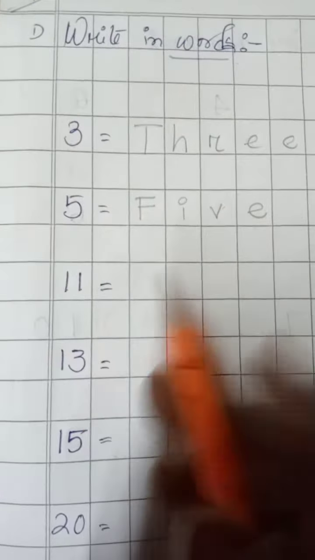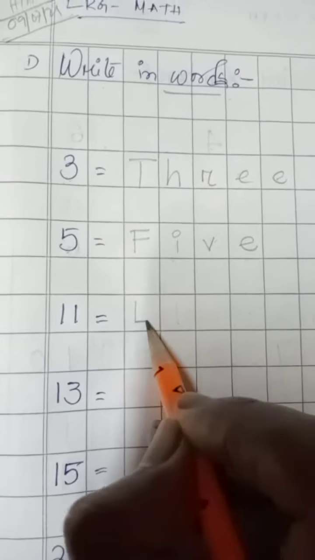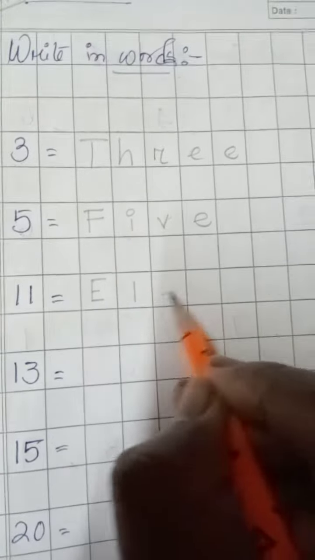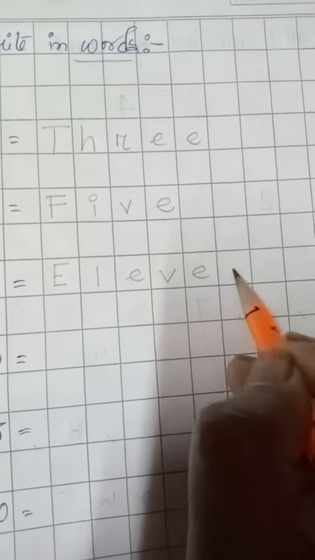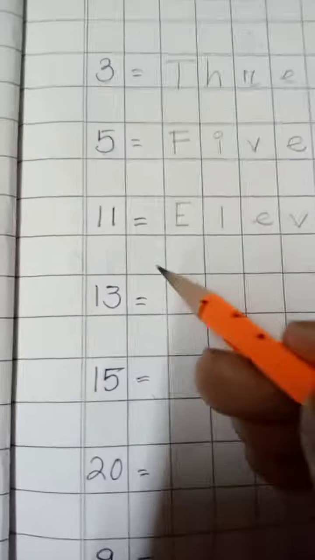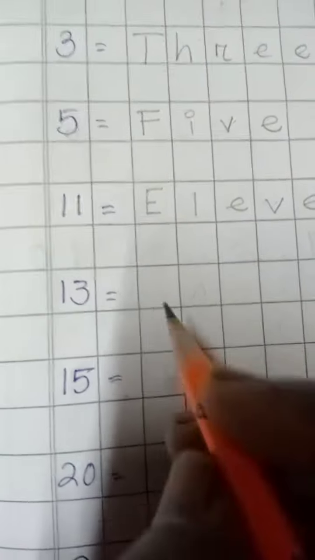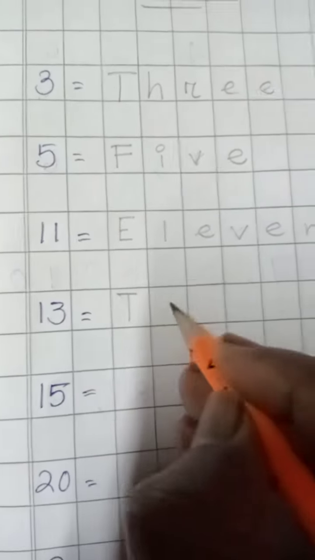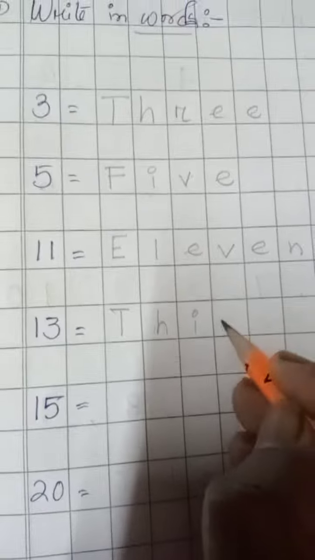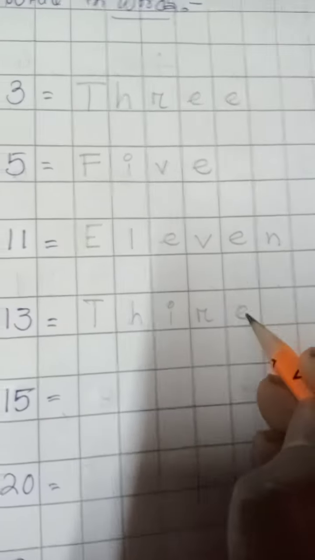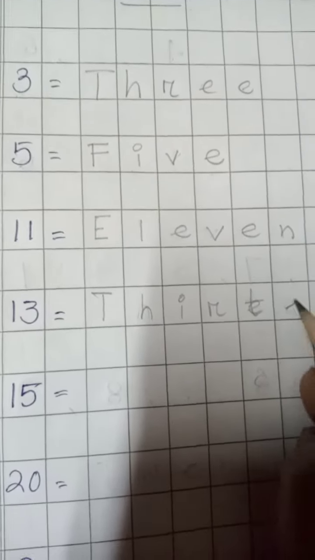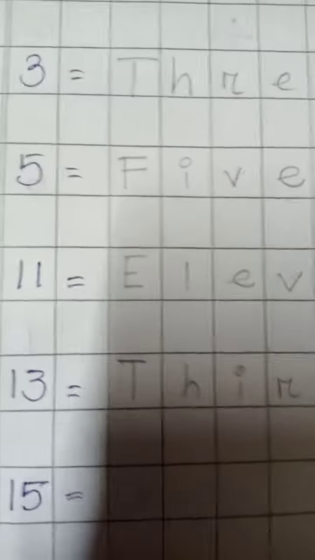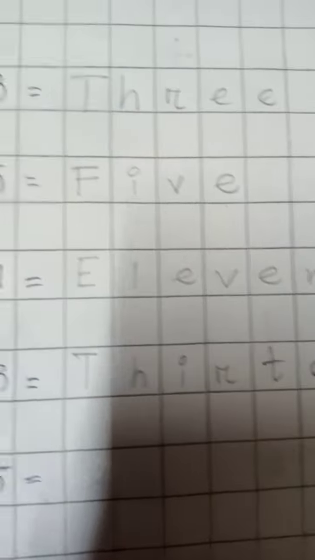This is number 11. What is the spelling of 11? ELEVEN 11. Now this is 13. This is number 13. What is the spelling of 13? THIRTEEN 13. So what is the spelling of 13? THIRTEEN 13.